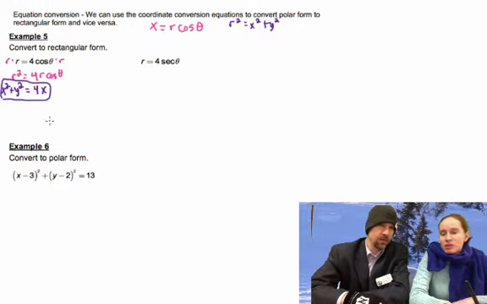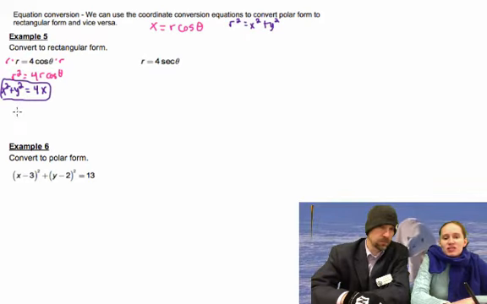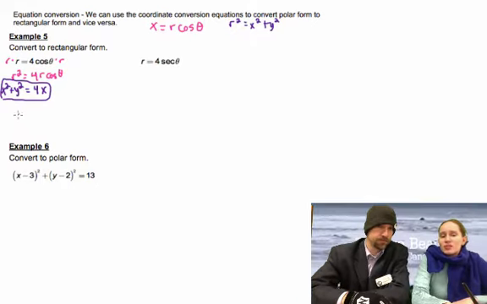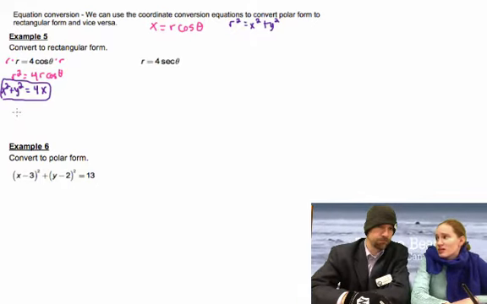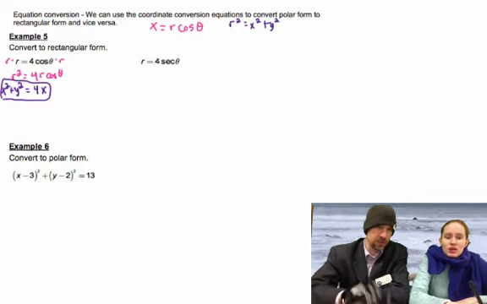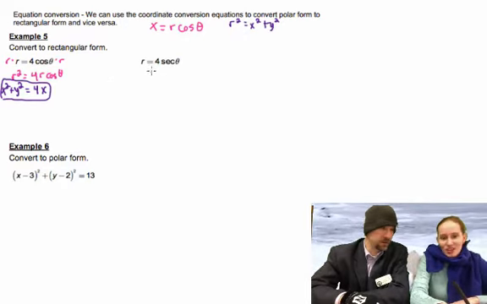You might see the book answer could be a little different, because they'll say this is some kind of an ellipse, and they complete the square on it. But we haven't talked about that yet, so we're going to hang off on that. This is an acceptable answer. This is totally Cartesian, rectangular, acceptable.